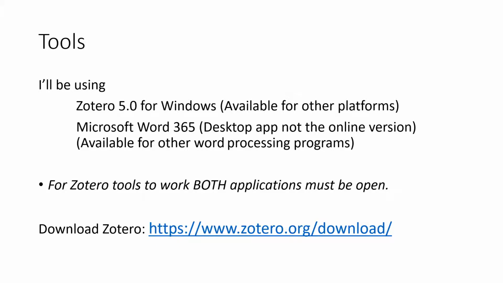But you do need to use the desktop app, not the online version, so not the web browser version of Word. That doesn't include all of the tools. While we work with this, you have to have both programs open on your desktop. So you have to open Zotero and you have to have Word open. That's how they're able to communicate when we're going through the different steps. If for whatever reason you open Word and forgot to open Zotero, when you try to use any of the tools, a dialog box will pop up and tell you that you need to open Zotero.